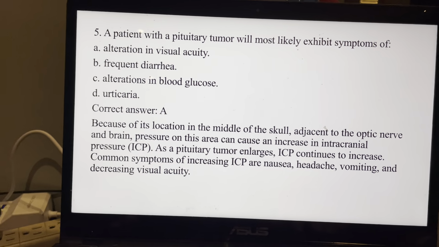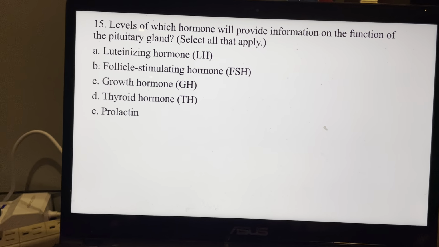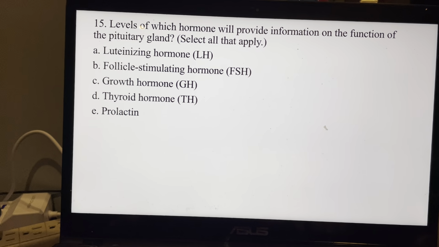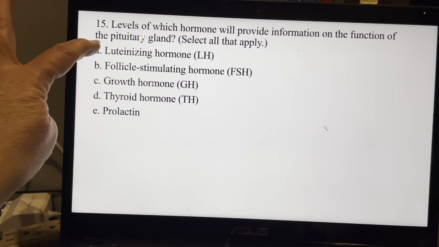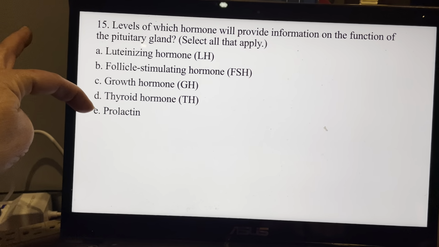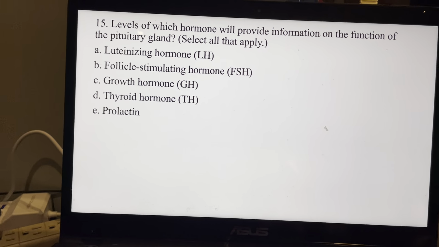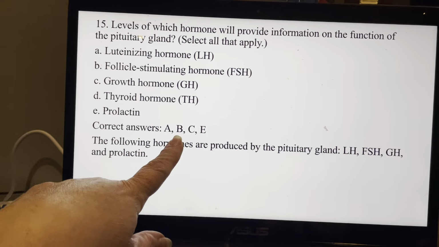I hope y'all are watching all the way to the end. Okay, I'm going to stop it. I'm going to show you this one, then I'm going to stop it because it's too long. Levels of which hormone will provide information about the functioning of the pituitary gland? Luteinizing hormone, follicle stimulating, growth hormone, thyroid hormone, or prolactin. If we get levels of those, which one of those will tell us how the pituitary gland's doing? Every single one of them.